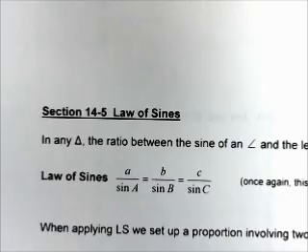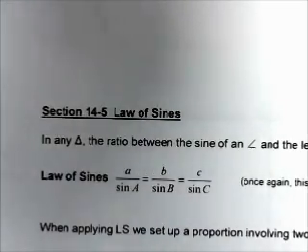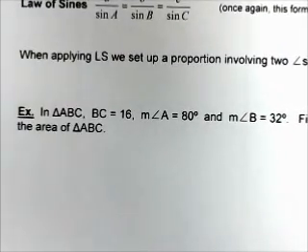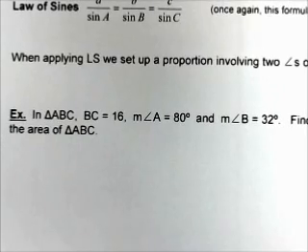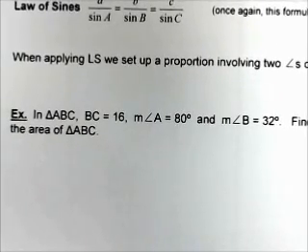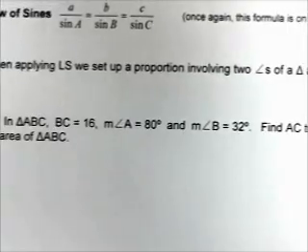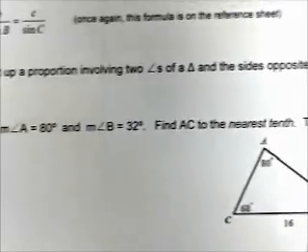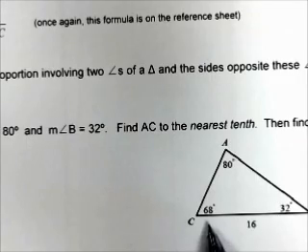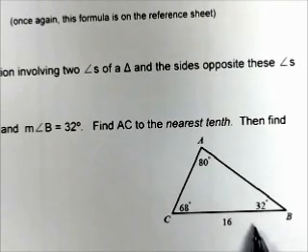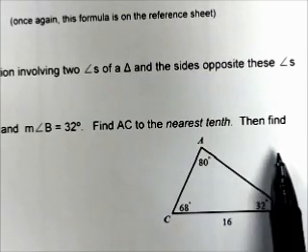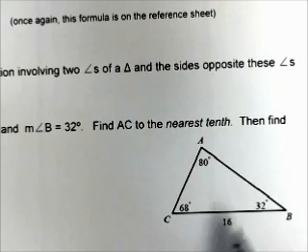When applying law of sines, we set up a proportion involving two angles of a triangle and the sides opposite the angles. And the best way to show you this is to go through examples. In the first example, we have in triangle ABC, BC is 16. That's already noted for us on the diagram. The measure of angle A is 80. The measure of angle B is 32. And they also gave us the measure of angle C is 68. We want to find AC to the nearest tenth. Then find the area of the triangle.